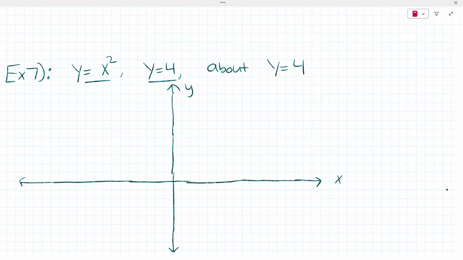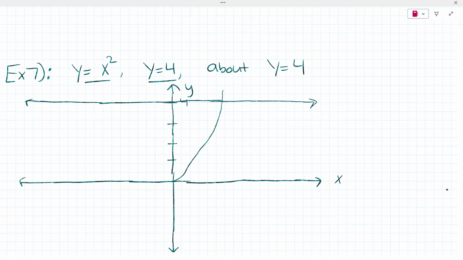Okay, y equals 4 would look like this. It's a horizontal line like this. And then y equals x squared, that is a parabola. It has a y-intercept of (0, 0), and it's open upwards like this. Okay, so this is the region we need to worry about, this shaded region right here.